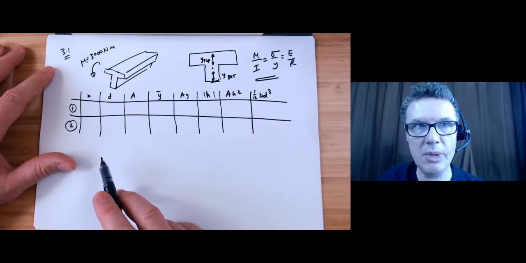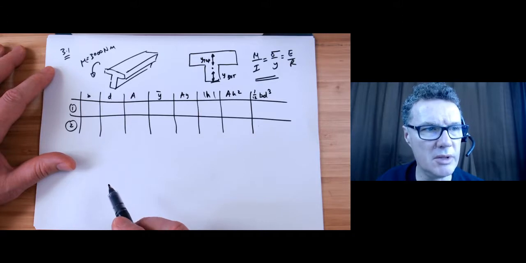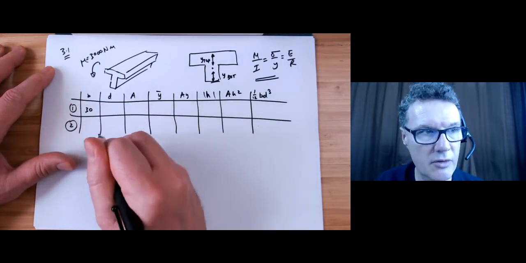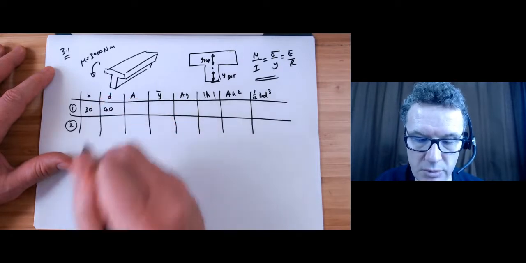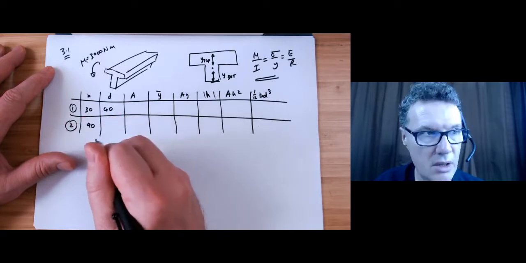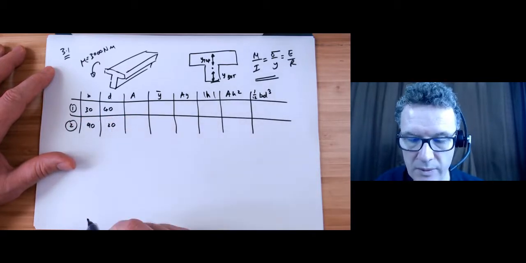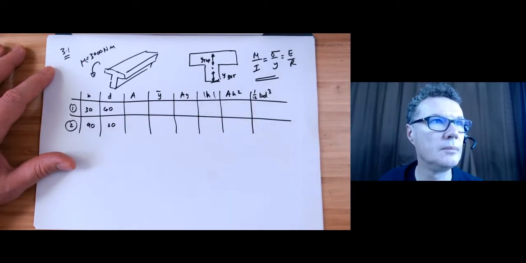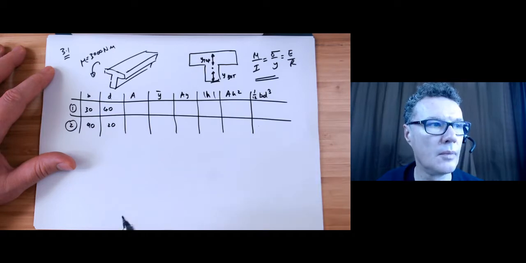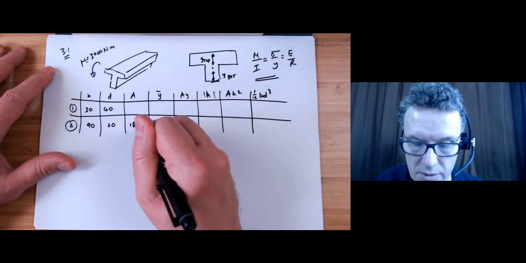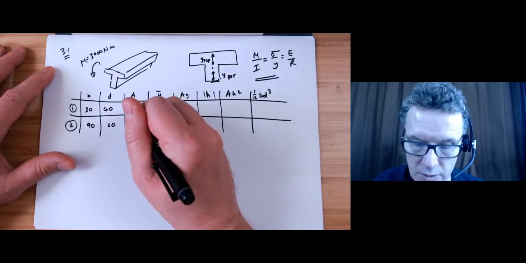So good plan for these type of problems is to work in, since we've got our geometry, it's all in millimeters. Good plan is to work in millimeters. So I've got 30, 40, this is my bottom part of my section, and then I've got 90 and 20. So that times that, fill it in. So that's 1800, and that's 1800, and 1200 there.